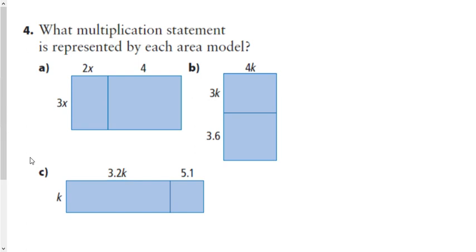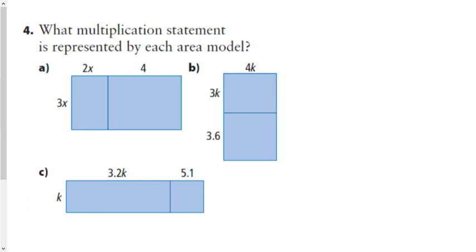We're now on to 7.2, which is the multiplication of monomials by polynomials. Specifically, for most of these questions, it's binomials, but I digress. We start at question 4, and it says, what multiplication statement is represented by each area model?